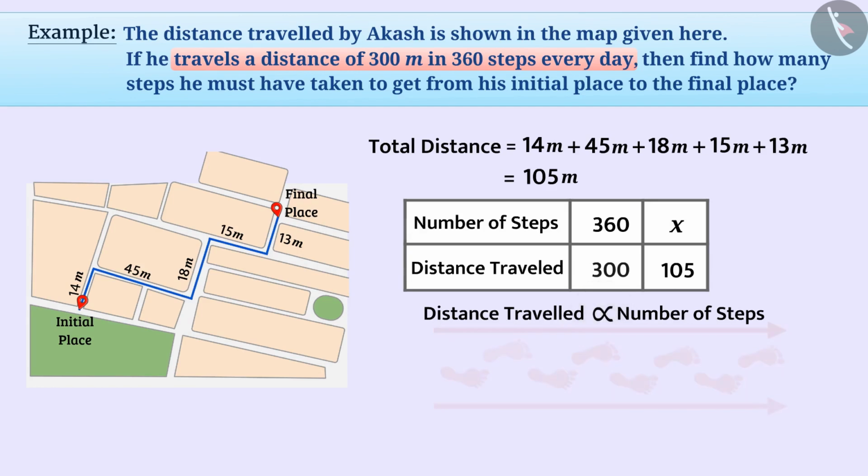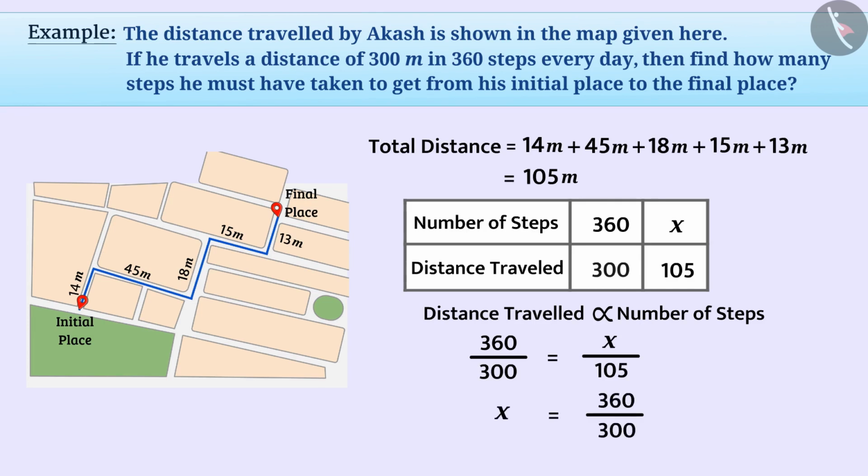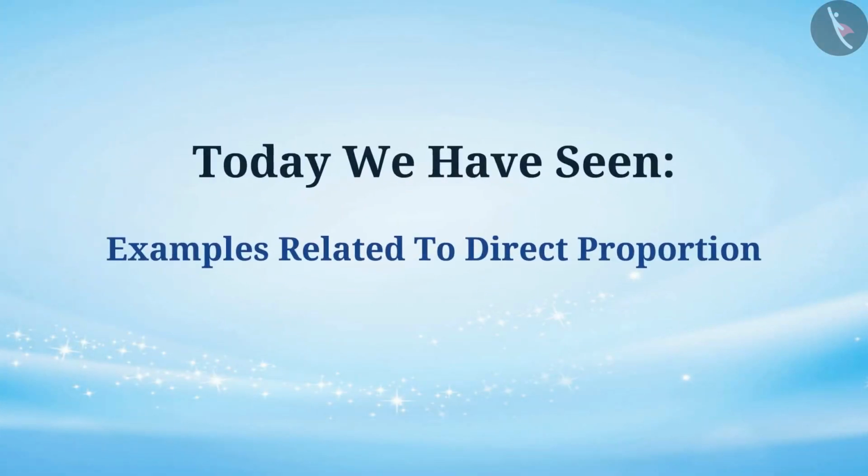Therefore, here the distance and the number of steps are directly proportional. Therefore, we say that 360 by 300 is equal to x by 105, means x is equal to 360 by 300 multiplied by 105 steps, which is equal to 126 steps. Therefore, Akash must have travelled 126 steps from his initial place to its final location. Now, you must have understood direct proportion clearly. Today we have seen some more examples related to direct proportion.